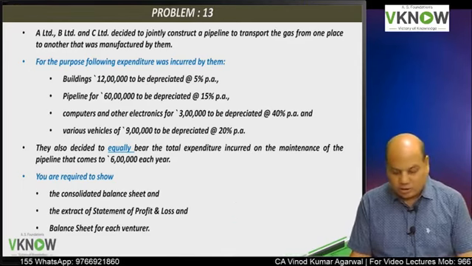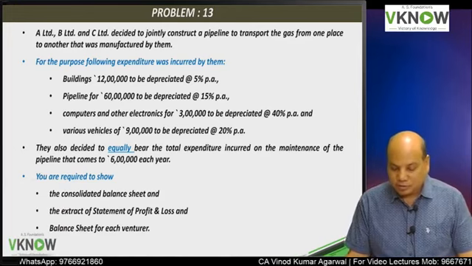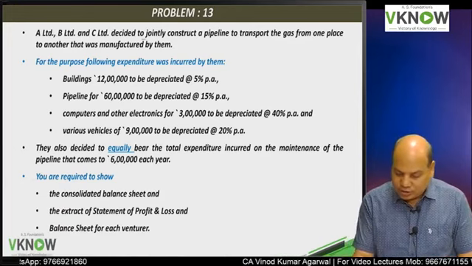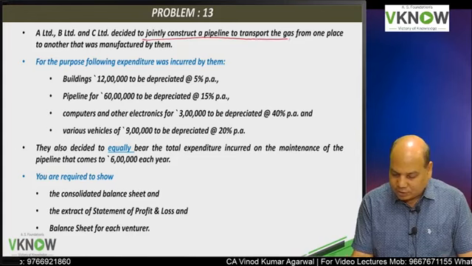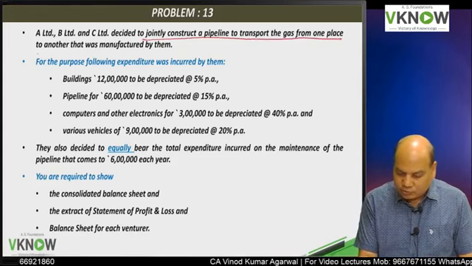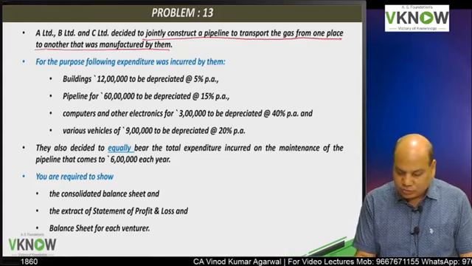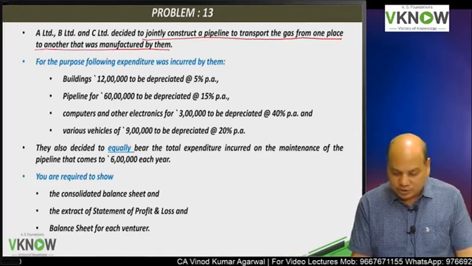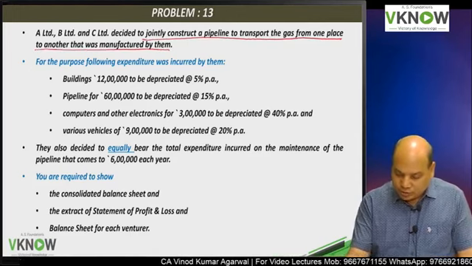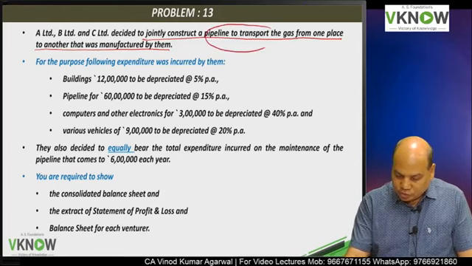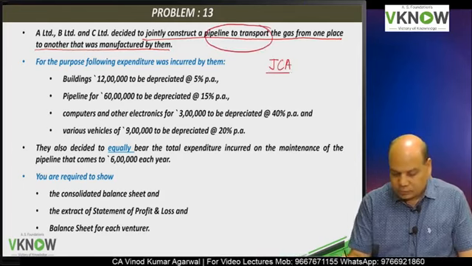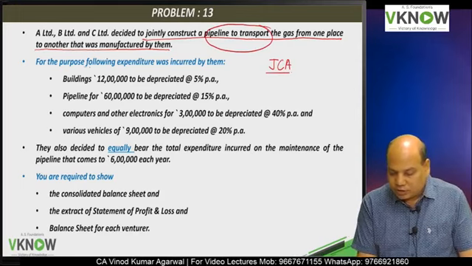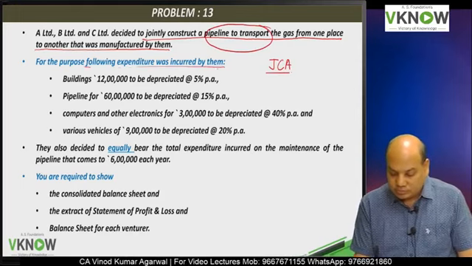A Limited, B Limited and C Limited decided to jointly construct a pipeline to transport the gas from one place to another that was manufactured by them. So this is one more practice on jointly controlled asset. For the purpose, the following expenditure was incurred by them.